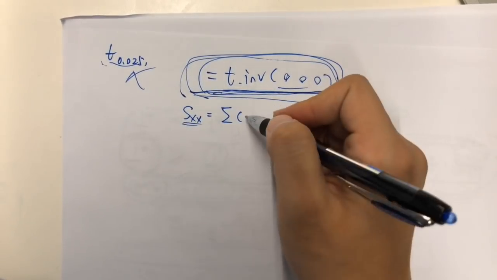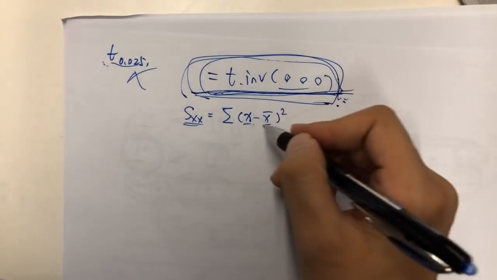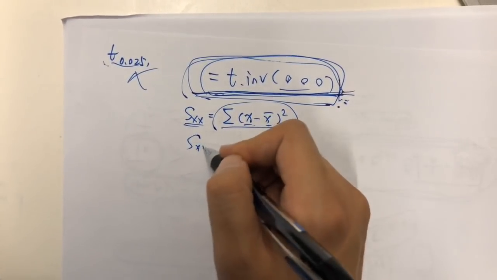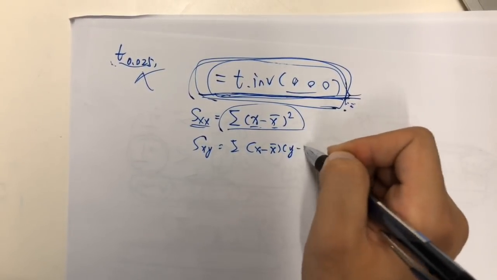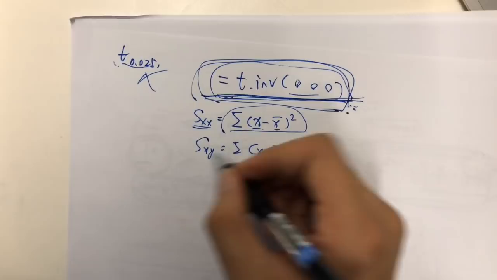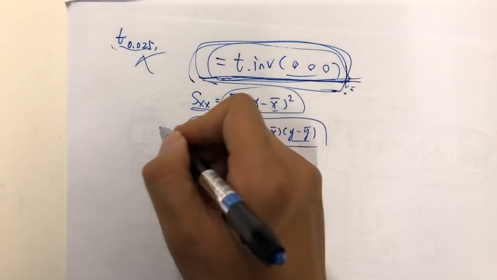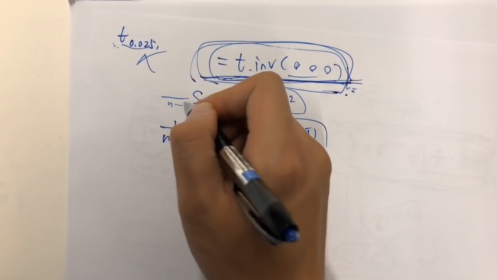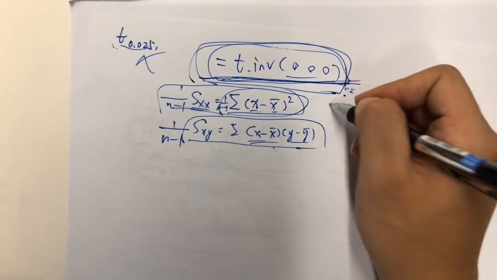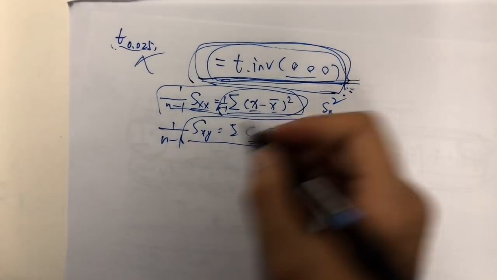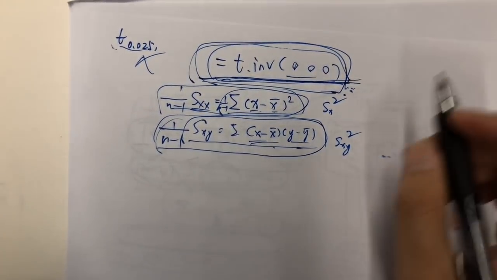So for SXX, for example, it's simply the sum of squares of x minus x bar. And SXY is the sum of x minus x bar times y minus y bar. So it's their co-variation, right? But not covariance, because covariance is actually divided by n minus 1. So SXX divided by n minus 1 is the sample variance, right? So it's S squared. And SXY divided by n minus 1 is the covariance, right?